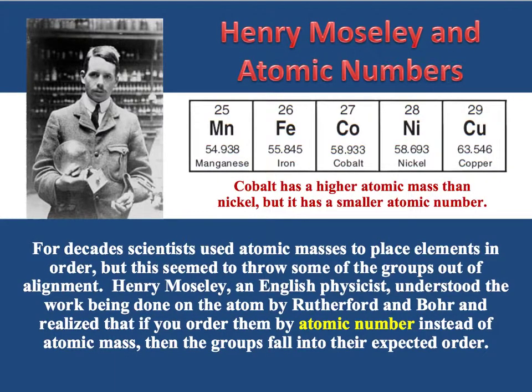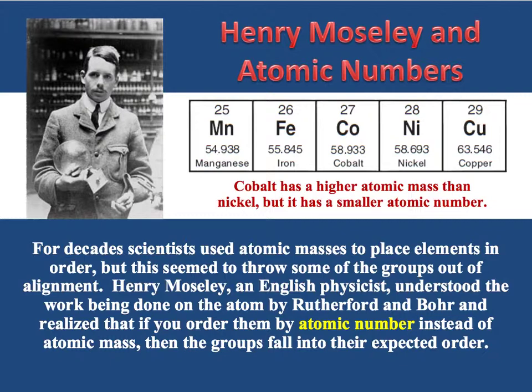So for many years, most chemists were using the atomic mass of an element to place it in a specific order. But every now and again, you'd have a group of elements where the atomic mass made sense, but how they behaved in comparison to each other didn't make any sense. So it kept throwing the groups out of alignment.